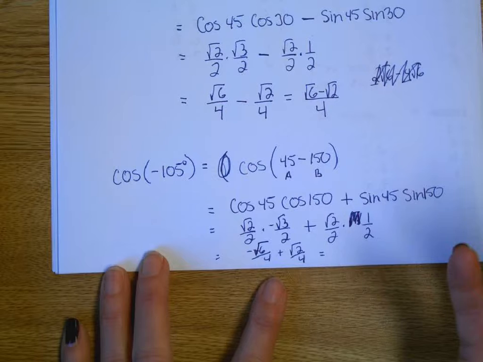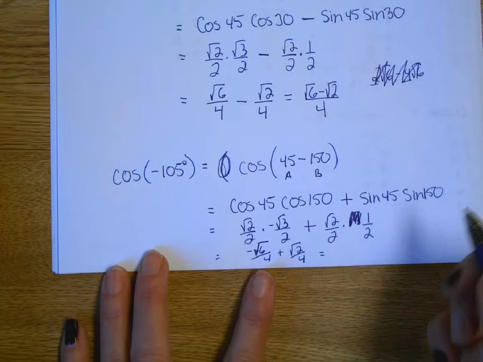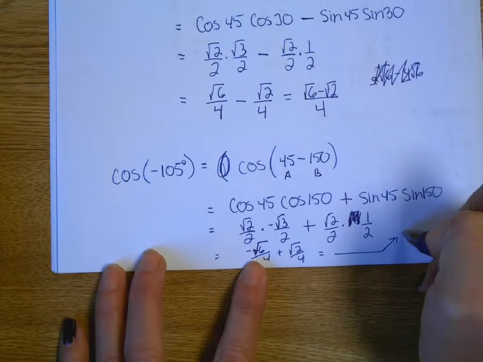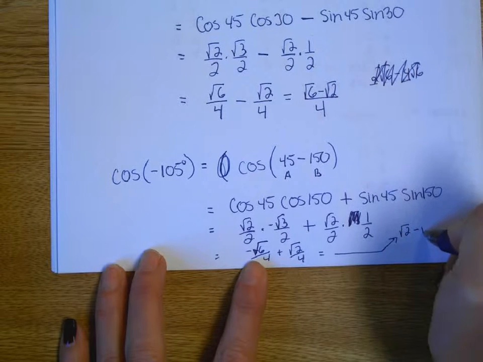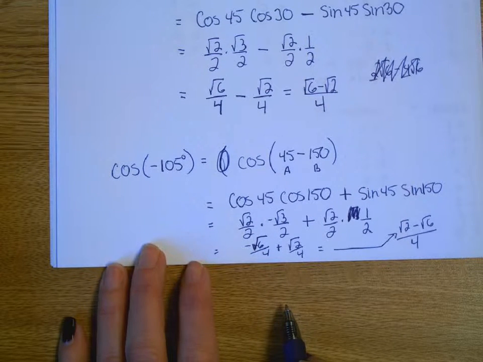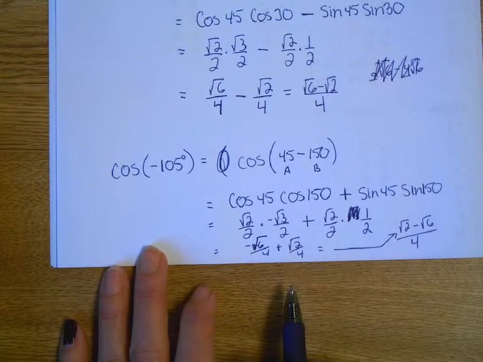Which I did. Which you did? Just because it looks better? I don't know. I mean, not that I would mark it wrong, because it's not. But I'm going to say the book will probably say square root of 2 minus the square root of 6 all over 4. Is it necessary to do that? No.